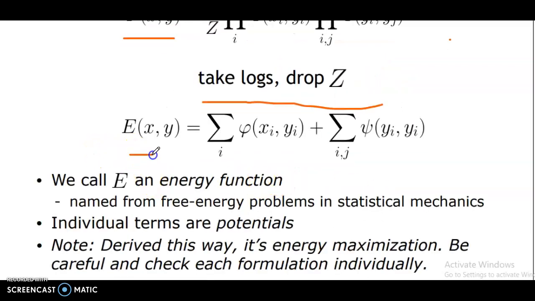E of x, y equals summation over i of pi of xi, yi, plus summation over i, j of psi of yi, yj. We call E an energy function.